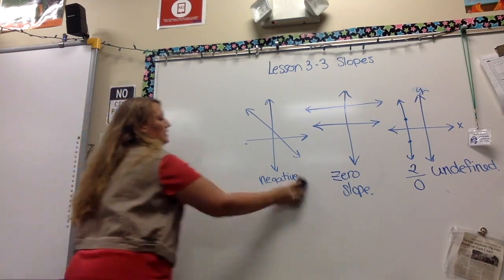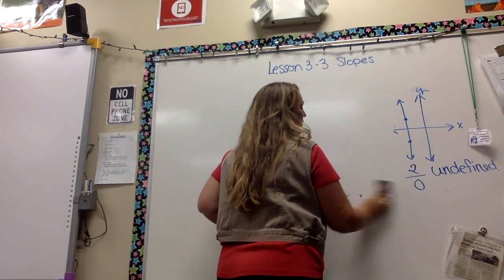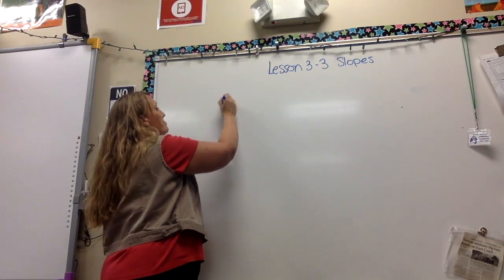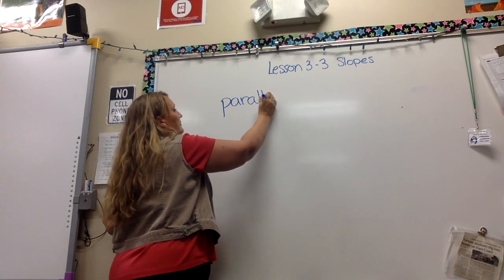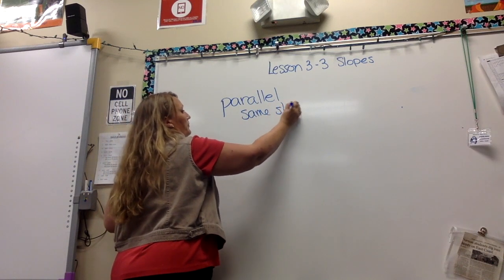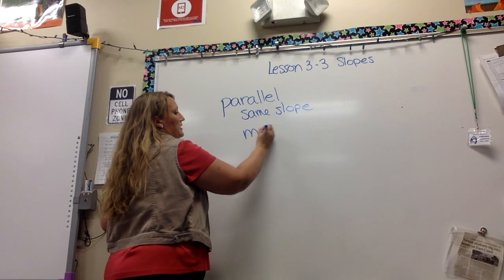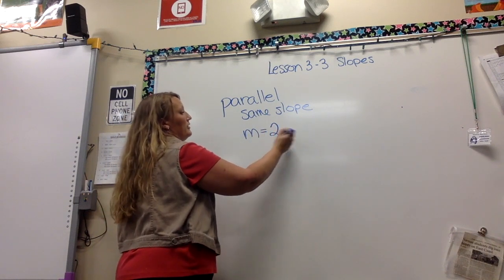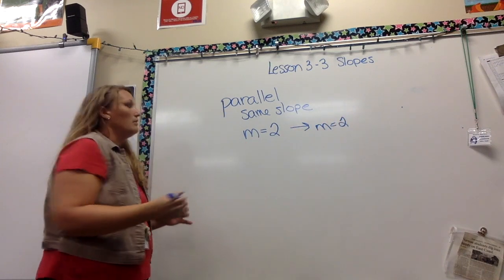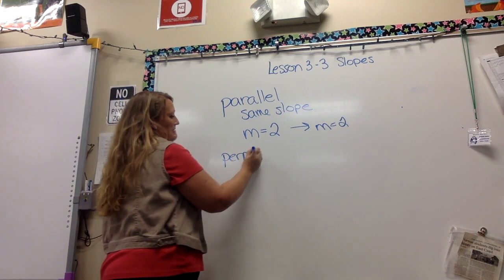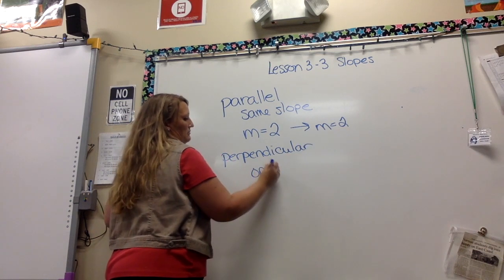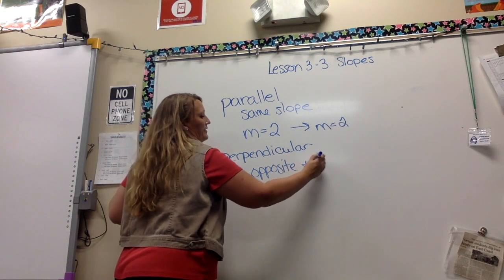Okay, so the next thing that we're going to do is talk about parallel and perpendicular slopes. Parallel slopes are going to have the same slope. So if you have something like m equals 2, then a parallel slope is going to also be m equals 2. Perpendicular slopes, though, are opposite and inverse.